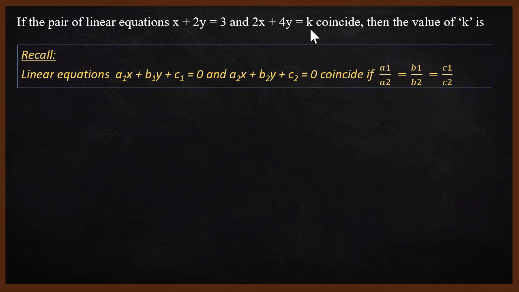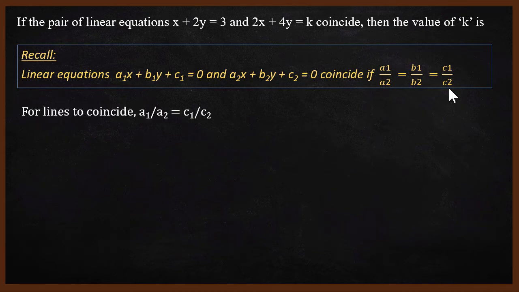And what is k? K is a constant, because if you look at this, there's a 3 here and then there is a k here, so both are constants. So we can use any of them actually, to be honest. We can use a1 by a2 equals c1 by c2 part of it, and then find out the value of k. Shall we do it? Let's go.